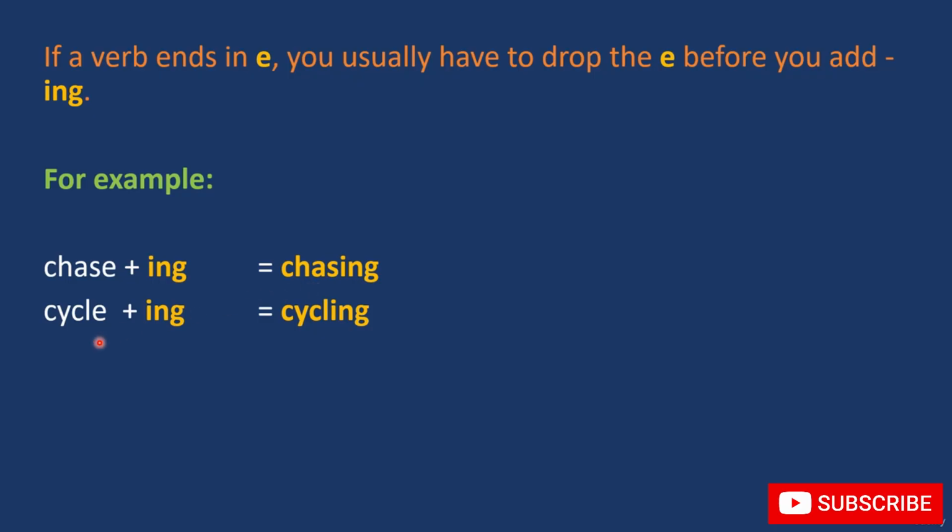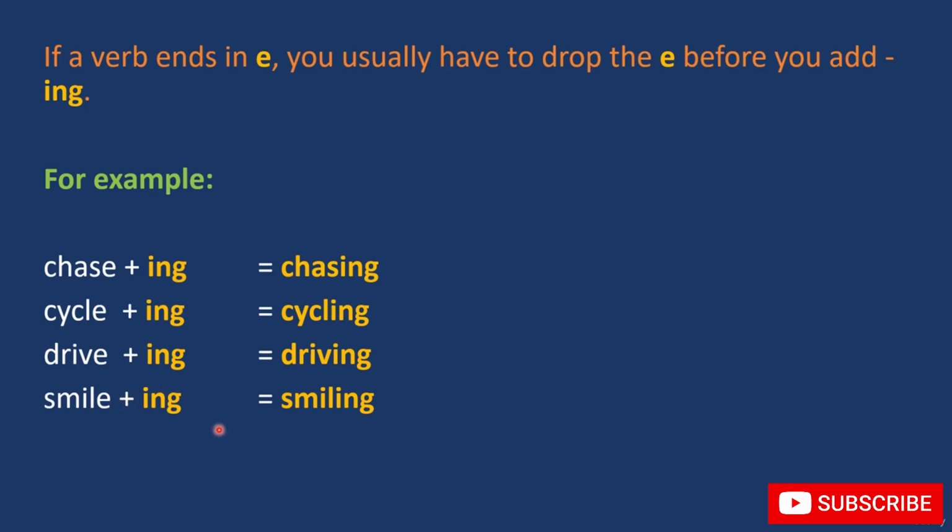Another example, when I say cycle, the last letter is e. I drop the e before I add ing, it will be cycling, no e. Drive, we have to drop the e, it will be driving. Perfect. Smile, smiling.